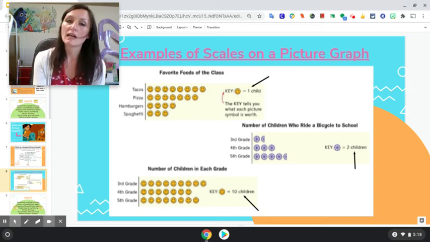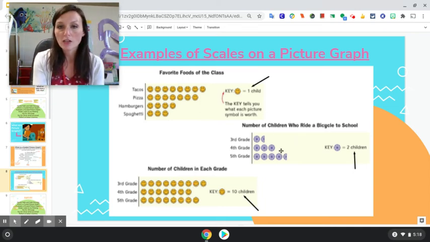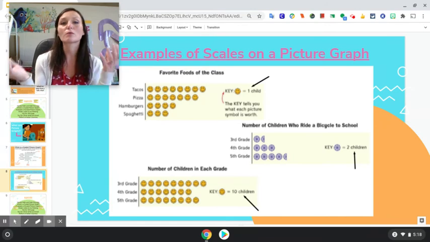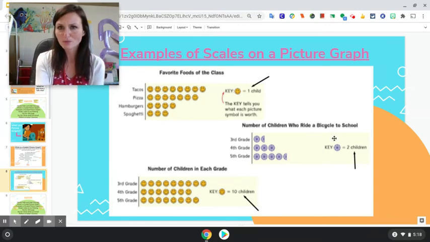Okay, and then you can see here that they chose to make a wheel because why would they do that? Well, the title is Number of Children Who Ride a Bicycle to School. So they chose to make their picture go with what their graph is talking about. Since it's about a bicycle, they put a wheel, and the wheel equals 2.